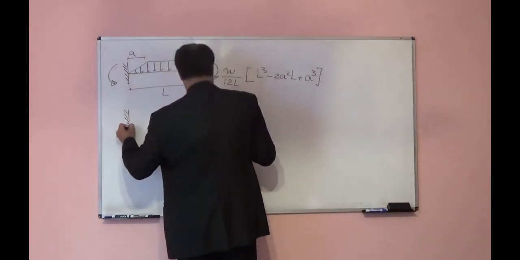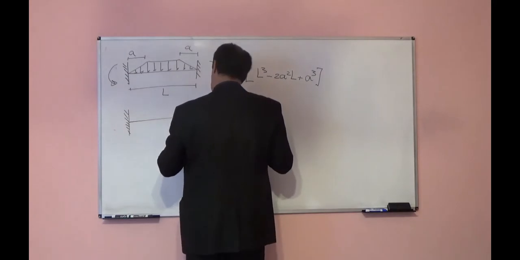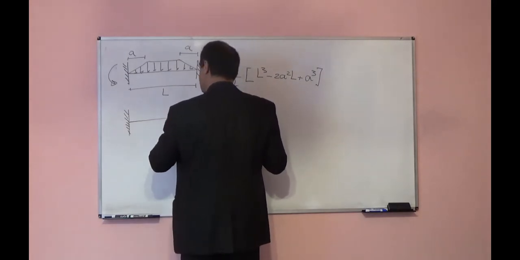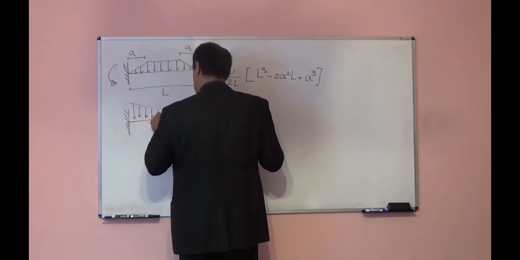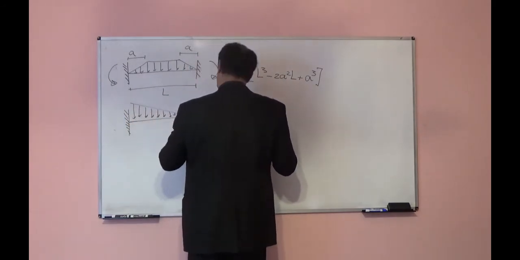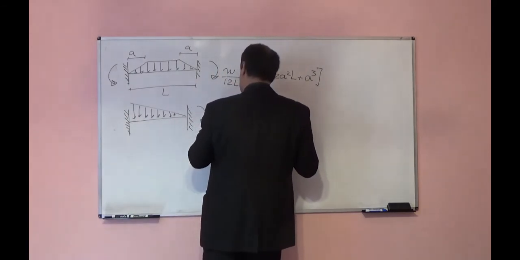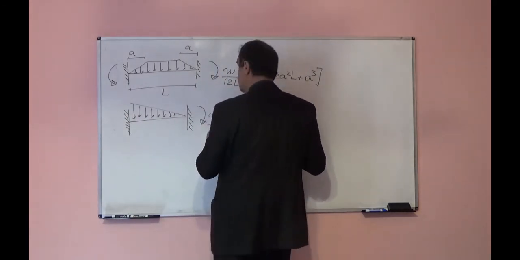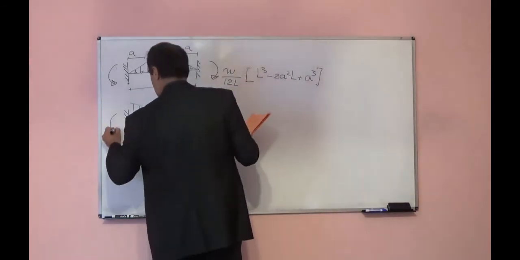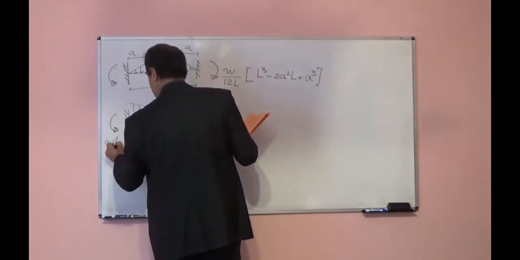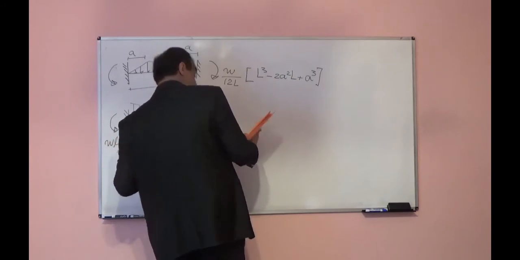If we have a triangle shape, something like this, this will be W L squared over 30. This will be W L squared over 20.